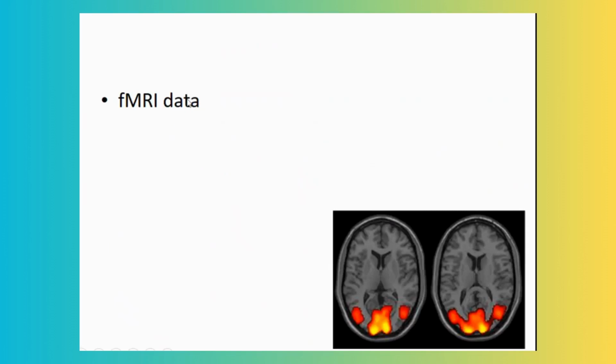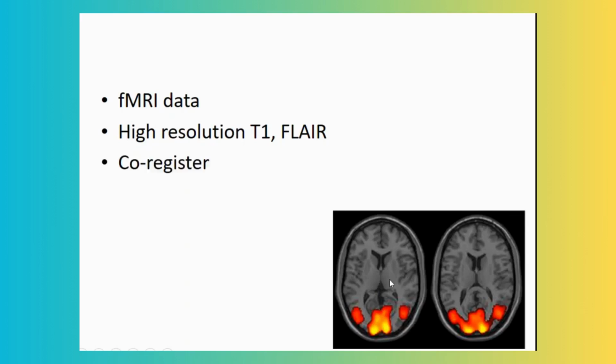The functional MRI data then gets superimposed on either T1 weighted images or FLAIR images to get the anatomical definition. The red area is just functional data, but we superimpose it on the MP-RAGE images, T1 weighted images on contrast, co-register. Then we analyze it, and then we load it for neurosurgery.